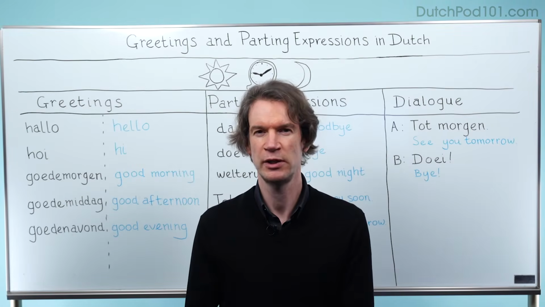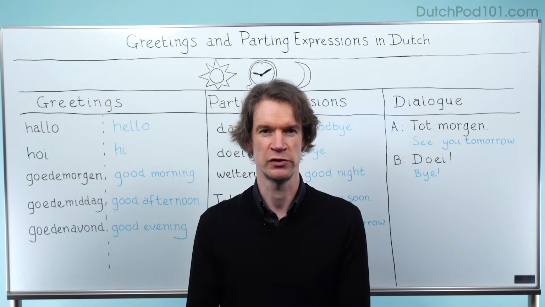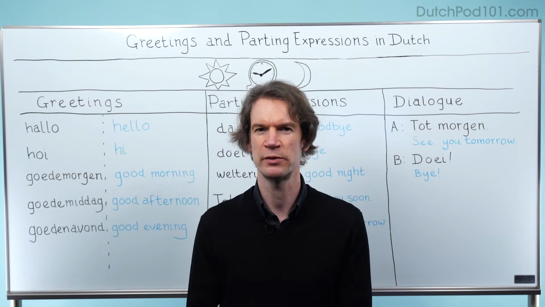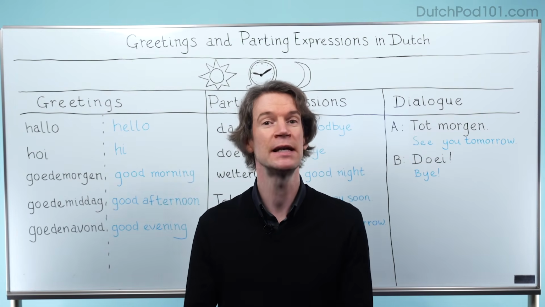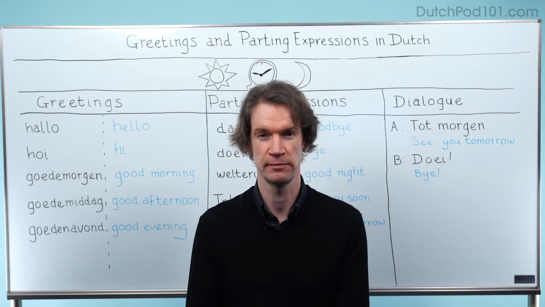The Dutch are generally quite informal in social situations. Except in cases where there is a clear hierarchy, it's not uncommon to use informal expressions like hoi and doei, even with people you've only just met.